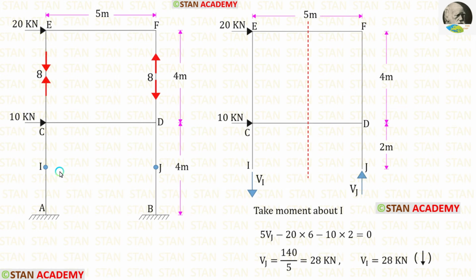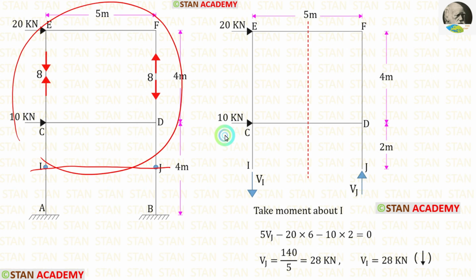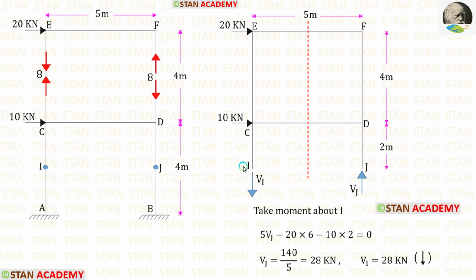Now let us split the frame into two parts. From the center of the columns in the bottom story, let us take the upper part. Let us take moment about I. Vj is acting in the anti-clockwise direction, so that will be positive and the distance is 5, so 5 Vj.